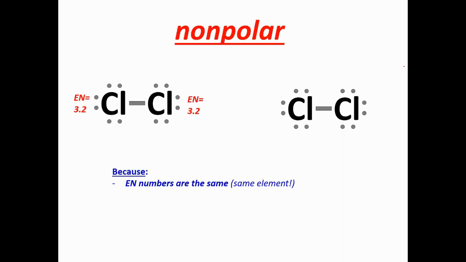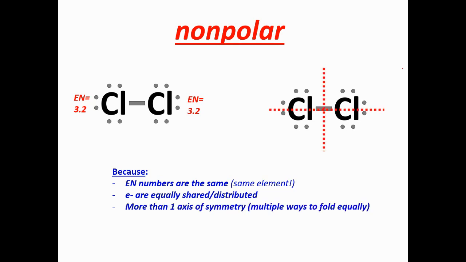Here's how I would analyze it. I would say, oh, two chlorines, same electronegativity. They're sharing their electrons equally. I see a bunch of electrons around each chlorine. So the electrons are equally shared and equally distributed through this molecule. You could also say, oh, I can draw two different axes of symmetry. It has more than one axis of symmetry, so that means it's a non-polar molecule. Let's try another one.